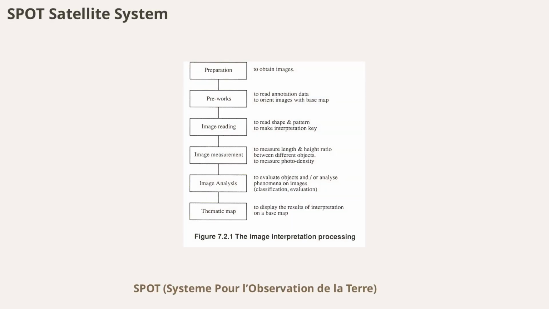SPOT, Système Pour l'Observation de la Terre, is a French satellite program launched in 1986. It features two main imaging systems, HRVIR and Vegetation. HRVIR provides high-resolution data in visible and near-infrared bands, while the Vegetation instrument is designed for monitoring plant health and land cover. SPOT satellites have played a key role in environmental monitoring, agriculture, and urban planning, offering detailed images for a wide range of applications.